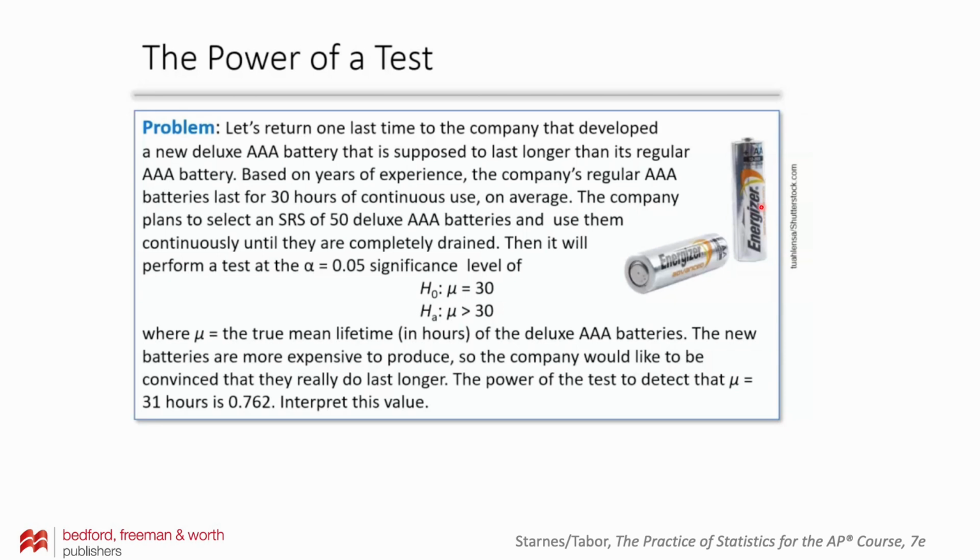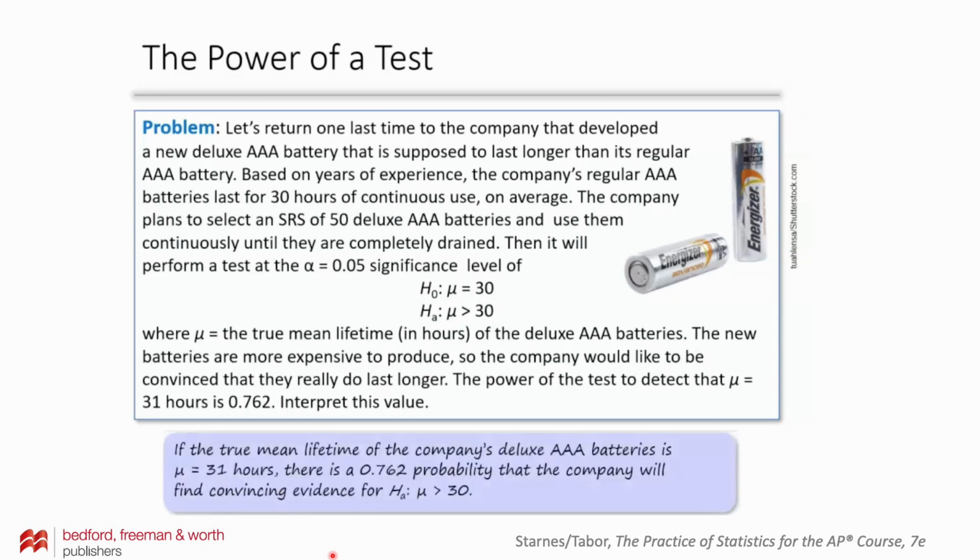Interpret this value. Notice they are giving us the power of the test here, which is 0.762. So we're going to go ahead and interpret that value. If the true mean lifetime of the company's deluxe AAA batteries is 31 hours, there is a 0.762 probability that the company will find convincing evidence for the alternative, which is that the mean is greater than 30.